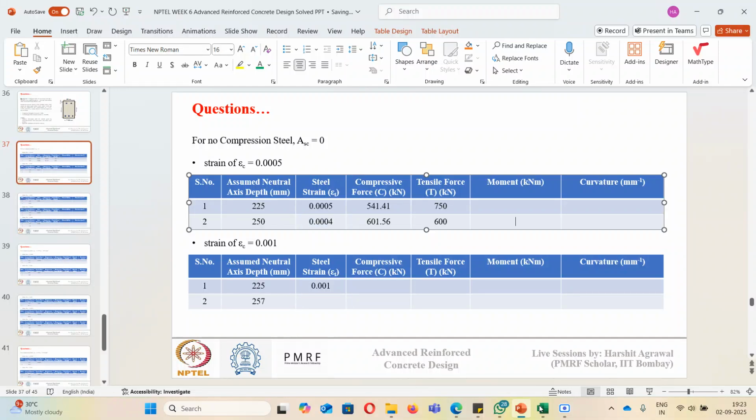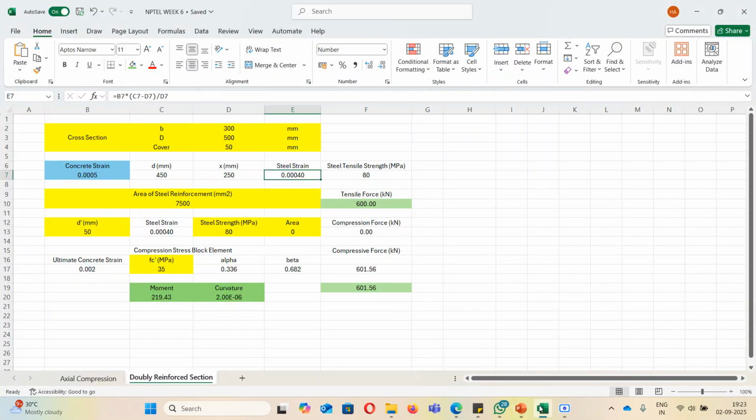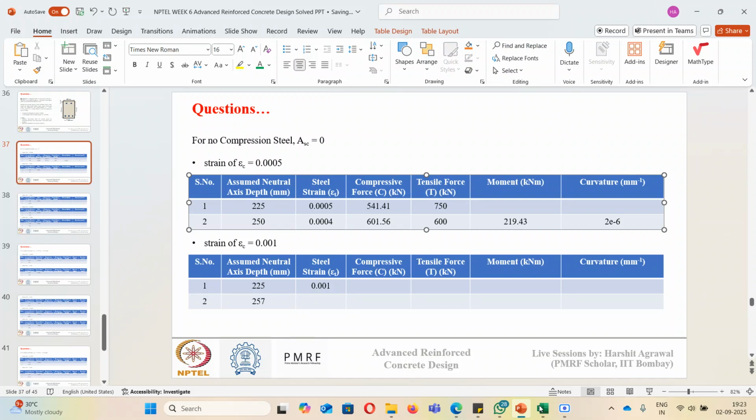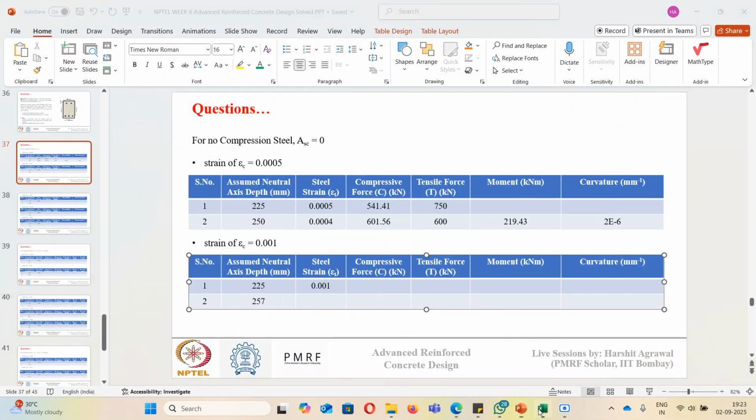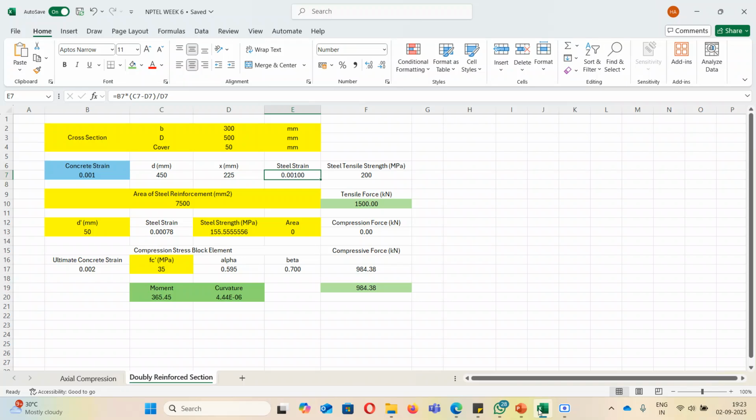Okay, so what is the moment here? Moment is 219.43. Curvature is 2 into 10 to the power minus 6. Similarly, we'll do the calculation at other strain values also. So for strain in concrete of 0.001, again neutral axis depth is 225, I will take as initial assumption. Compression force is 984.38, tension force is 1500, so I need to increase the compressive force, so I will increase the depth of neutral axis. This time I will set it to 257.